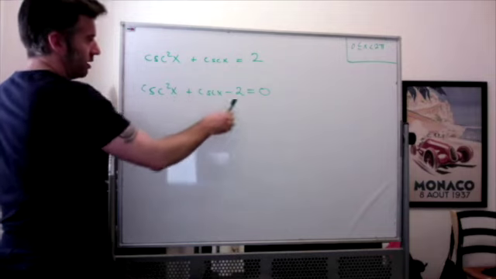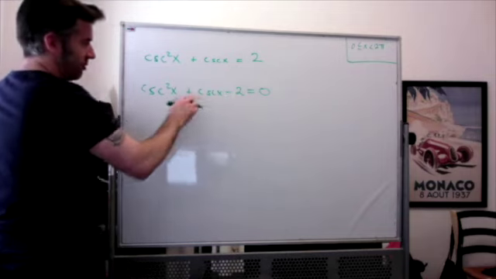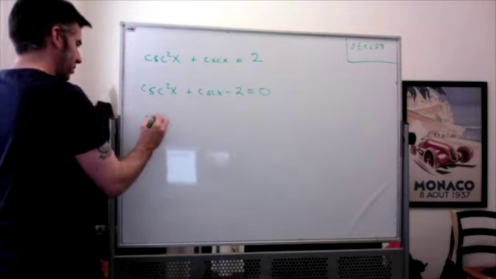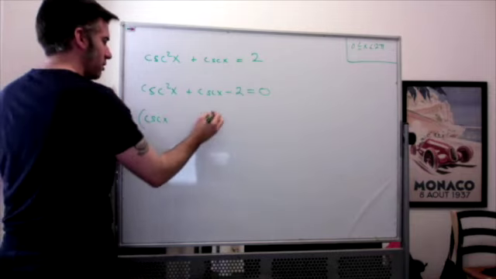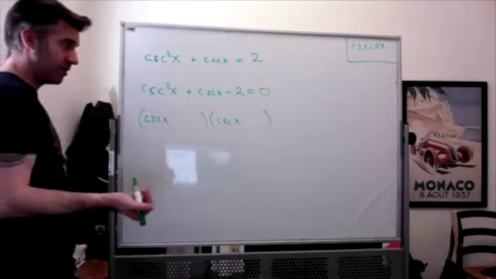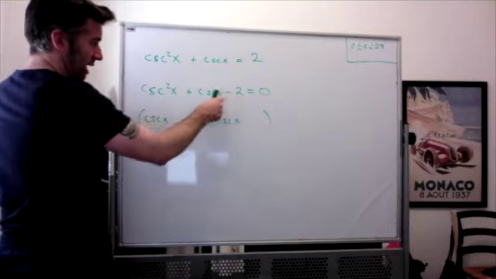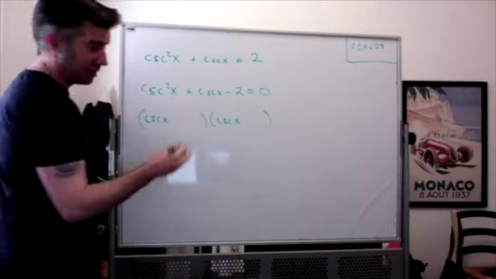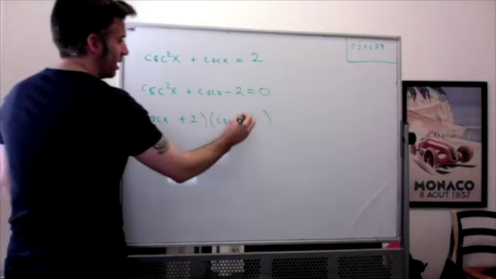So I'm looking for things that multiply to negative 2 and add up to positive 1. So I'm going to have cosecant of x times cosecant of x to multiply to cosecant squared. And then I need to multiply to negative 2 and add up to positive 1. So I need a plus 2 and a minus 1.